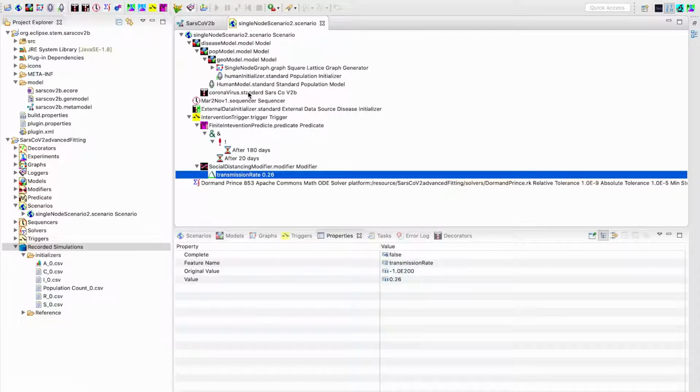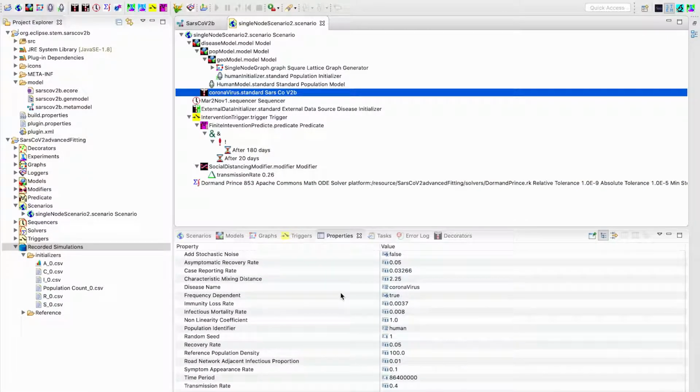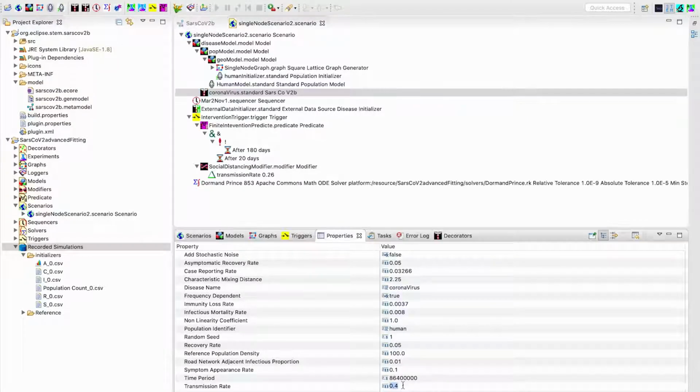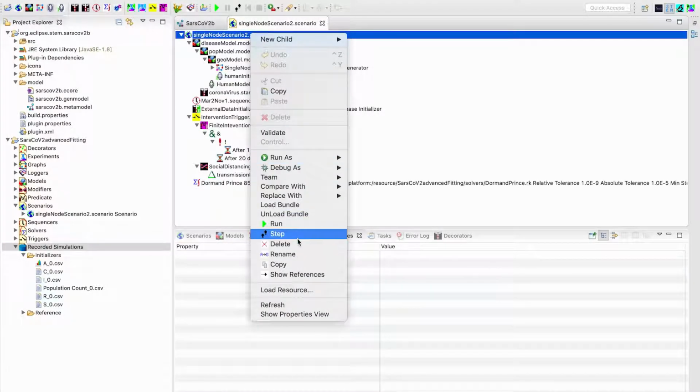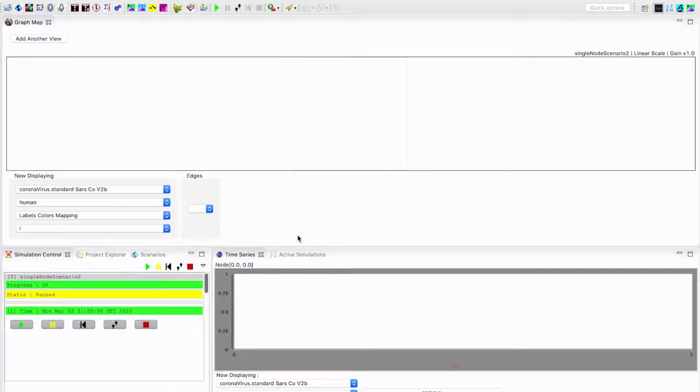If we go back to the model properties and look at the default transmission rate, we can see it's 0.4. So this social distancing intervention implemented after 20 days will have the effect of reducing the model transmission rate and then returning it to 0.4 after 180 days when it's lifted. For this scenario, the solver used is specified as the Dormand-Prince solver. So having been through all the components of the scenario file, we can now choose to run it.